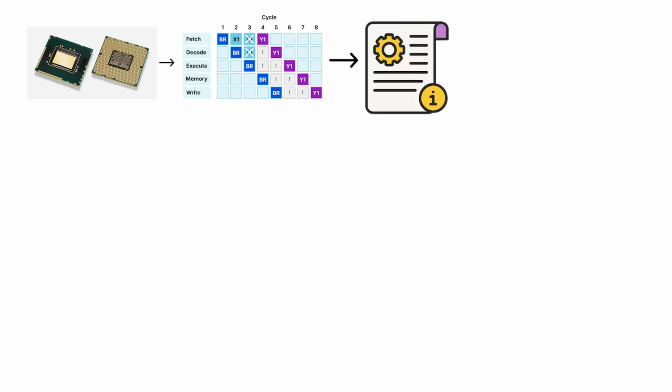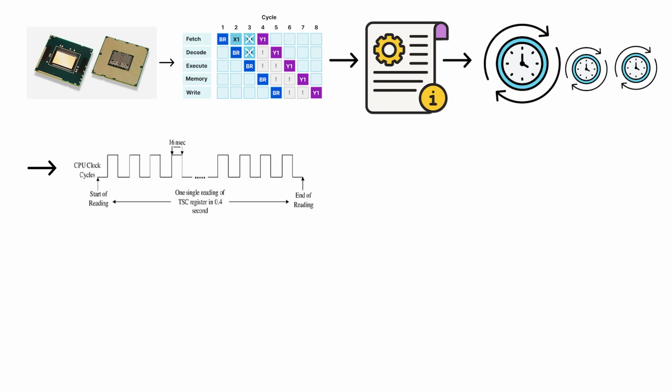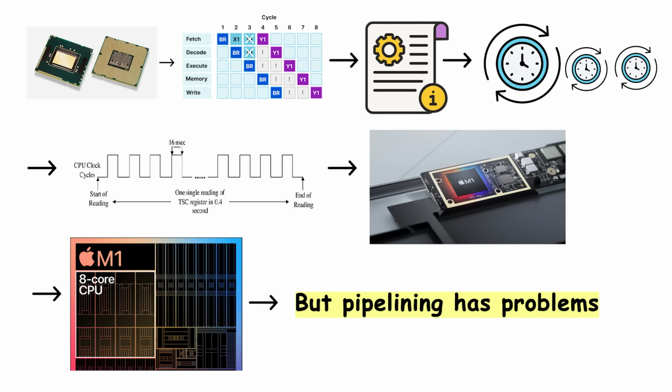This means even though each instruction still takes multiple clock cycles to complete, the CPU is finishing instructions at a rate of several per clock cycle because they're all overlapping. The M1 chip uses aggressive pipelining to achieve incredible performance, but pipelining has problems.